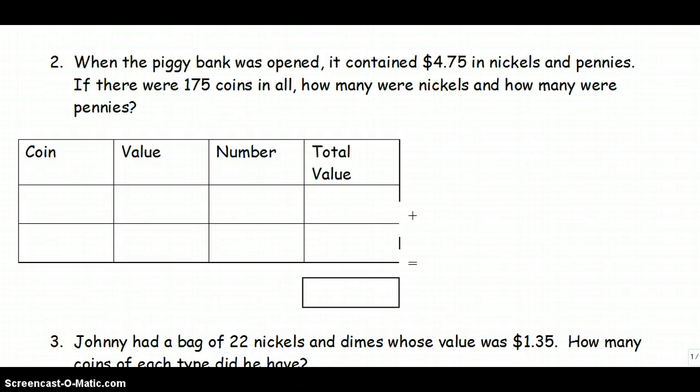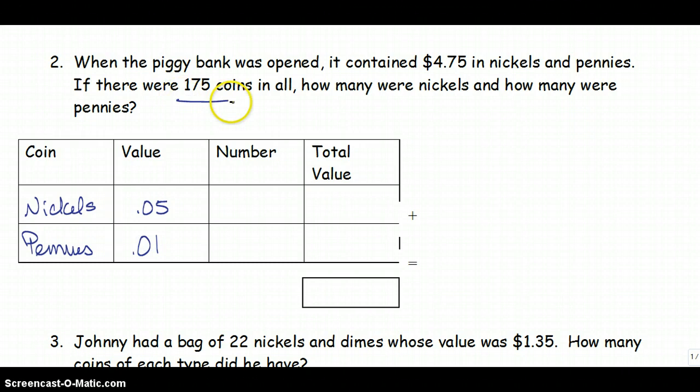So when the piggy bank was opened, it contained $4.75 in nickels and pennies. There were 175 coins in all. How many were nickels and how many were pennies? I'm going to write down what I know. Okay, I know that I have nickels and that I have pennies. The value of a nickel is 5 cents. The value of a penny is 0.01.